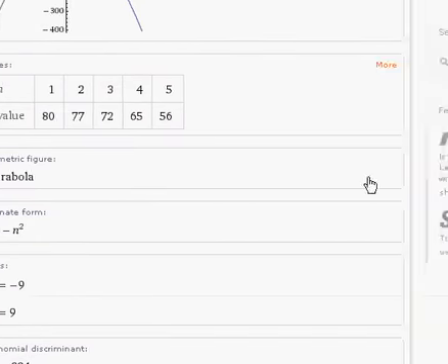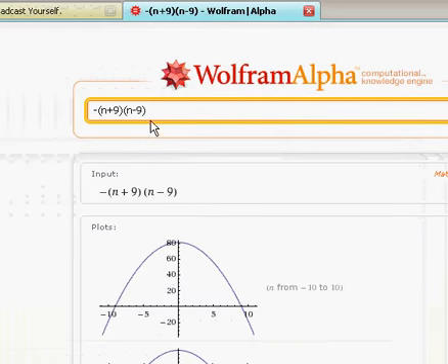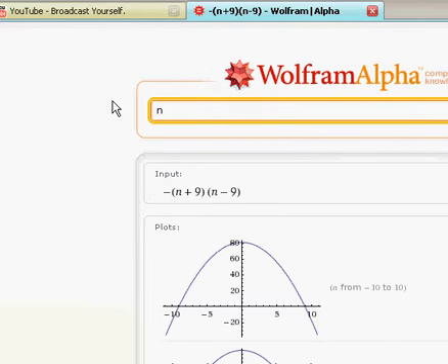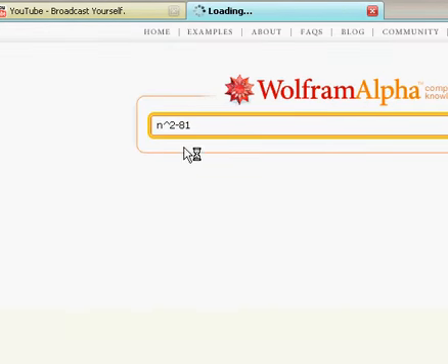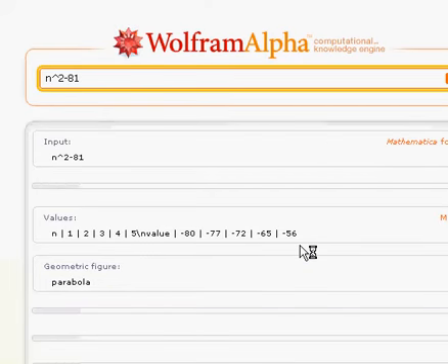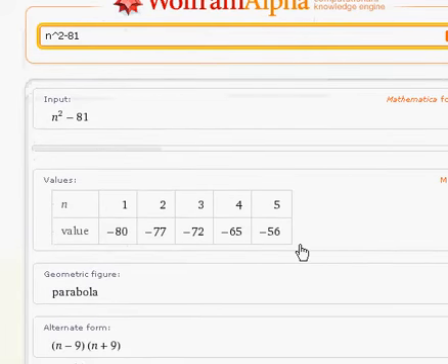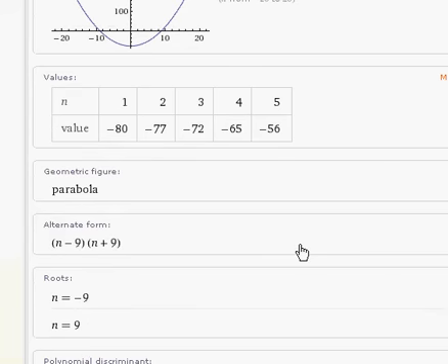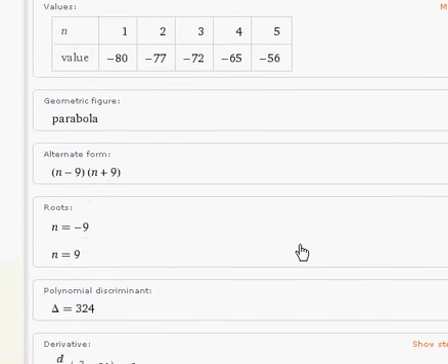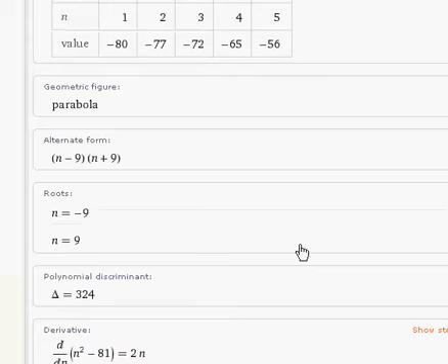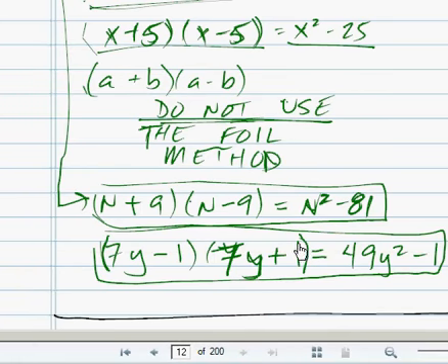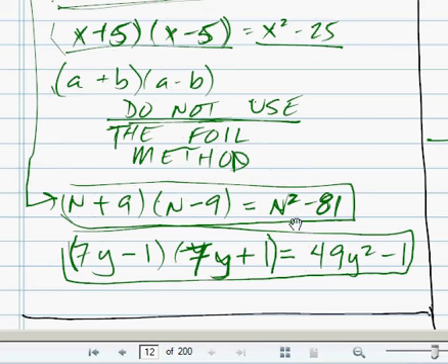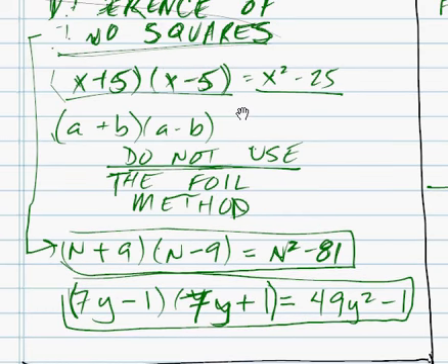Let's try n squared minus 81 up here and see if it changes anything. Again, it's positive, so it should be a cup, which it is, and the alternate form, n minus 9, n plus 9, which is what we had here. So it doesn't matter with a difference of two squares.